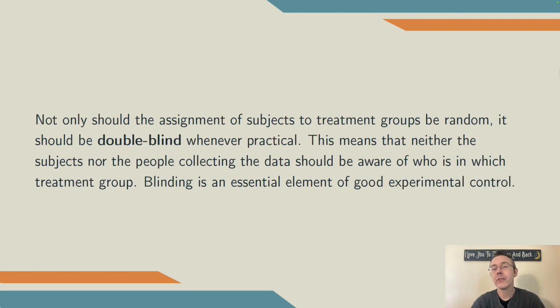Not only should the assignment of subjects to treatment groups be random, but whenever possible, it should be double-blind. This means that neither the subjects nor the people collecting the data should be aware of who is in which group. And that's an essential element of good experimental control.